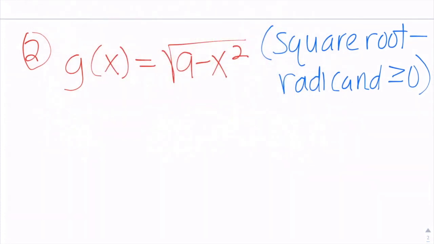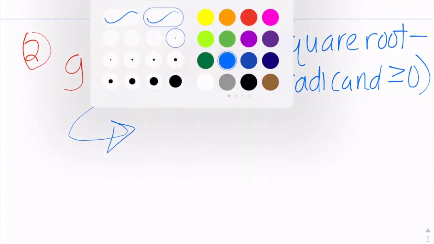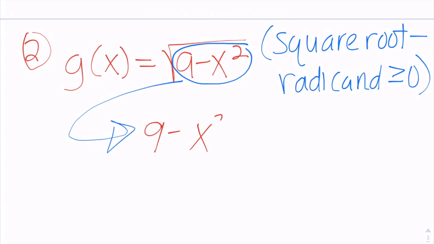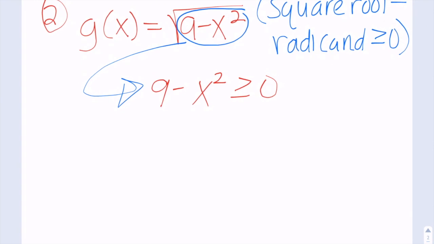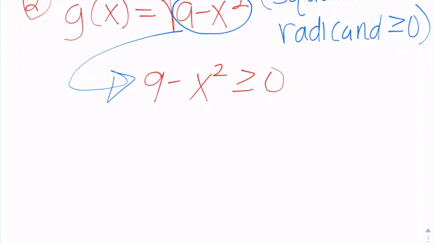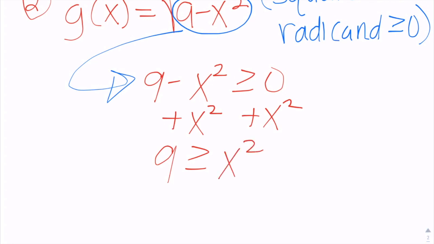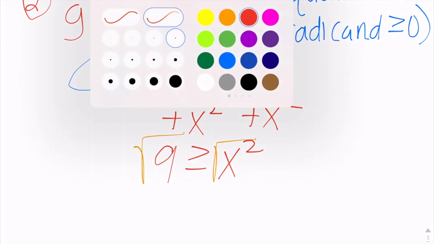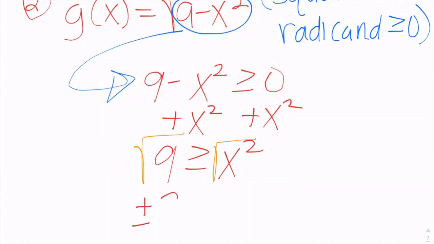And so what we're going to do is take this piece right here that's under the square root, and we're going to say, okay, well, 9 minus x squared has to be greater than or equal to 0. So from here, let's solve for x. I'm going to add x squared to each side, which gives me 9 is greater than or equal to x squared. And from here, I'm going to take the square root of each side, which gives me plus or minus 3 is greater than or equal to x.